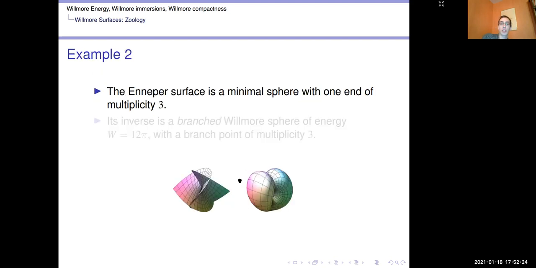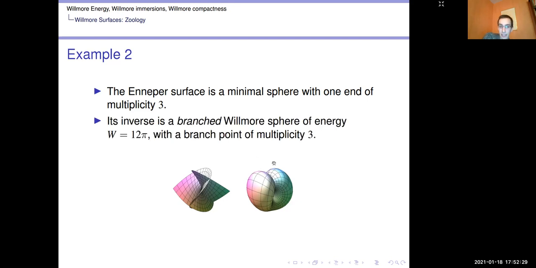So with this vocabulary, we can look at the inner surface again and say that its inverse is a branch Willmore sphere with a branch point of multiplicity 3, which comes from the inversion of the branch end of multiplicity 3.